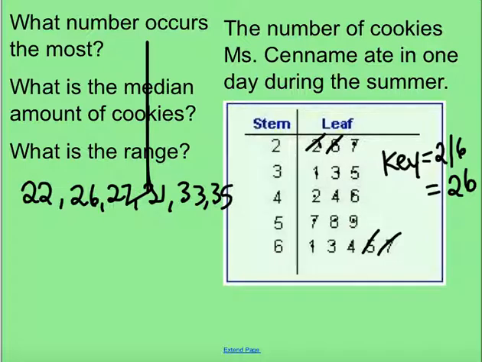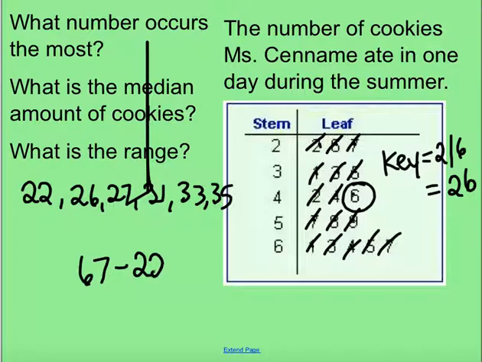Smallest, biggest, smallest, biggest, small, big, small, big, and I'm left with 46. The median would be 46 cookies. And lastly, the range. Well, range is the highest, so we have 67 as our highest, and then our smallest, 22. So our range is 45.